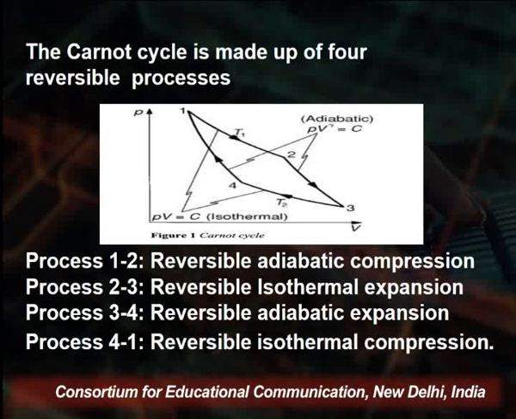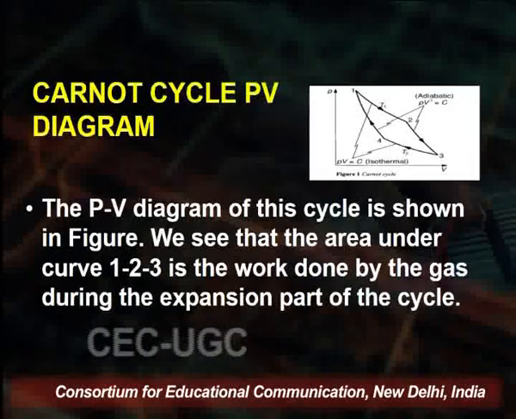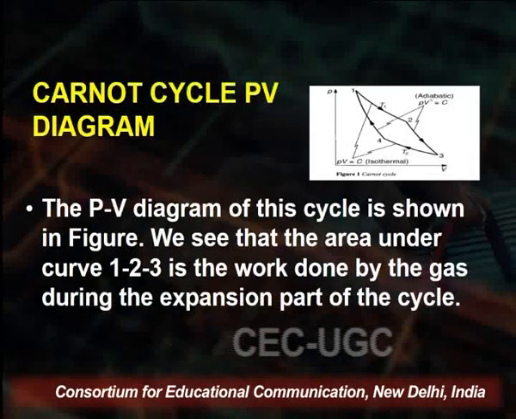Now as you can see, this whole cycle is operating in a cycle. That is, starting from 1, the ideal gas goes to state 2, state 3, state 4 and back to 1, because for a heat engine to operate, it has to operate in a cyclic manner. For a machine to be useful, it has to operate in a cyclic manner. The PV diagram of the cycle is shown in the figure.